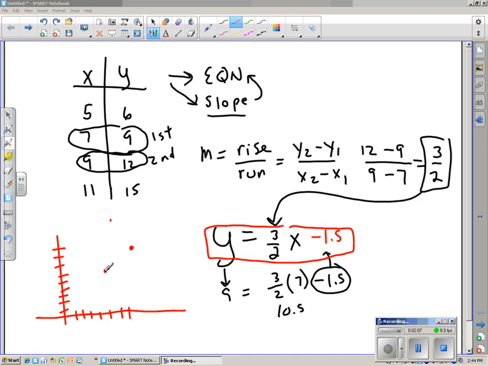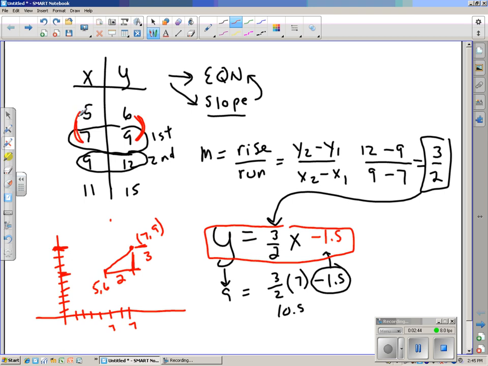The other way to find the slope is to plot them. And remember, slope is defined as rise. This actually rose up how many spaces? 3. If you count from this dot to this dot, it went up 3 spots, and it went over 2. Because you're going from over 7, up 9. Wait, this was 7. This was 7, 9. This was 5, 6. The whole point is the y value changes by 3, the x value changes by 2.